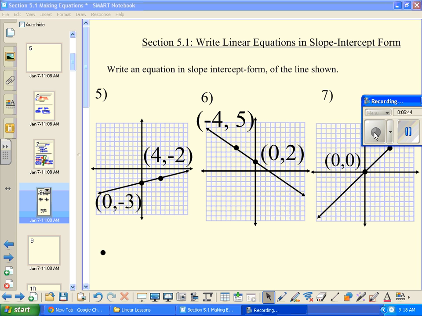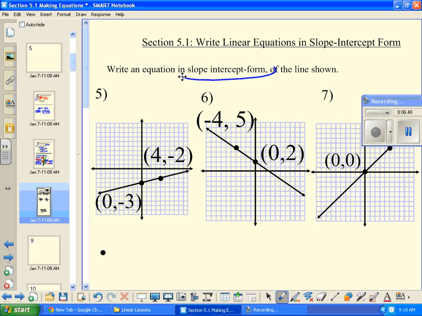Going through just a few examples to make sure we got the idea. Again, I'm going to make an equation in slope-intercept form. So that means I need those 2 key pieces of information, the slope and the y-intercept. If I can figure those 2 out, then I can make an equation of each of these graphs, or the equation that models each of these graphs. So I need m, and I need b.